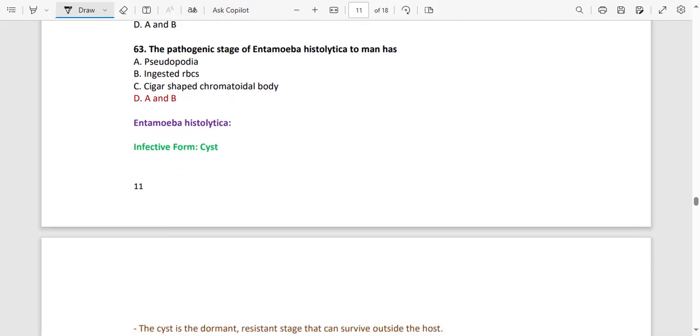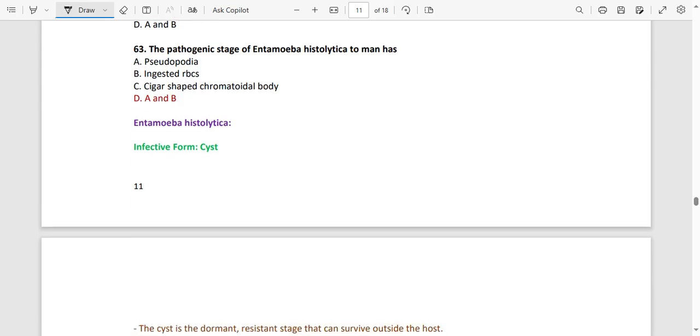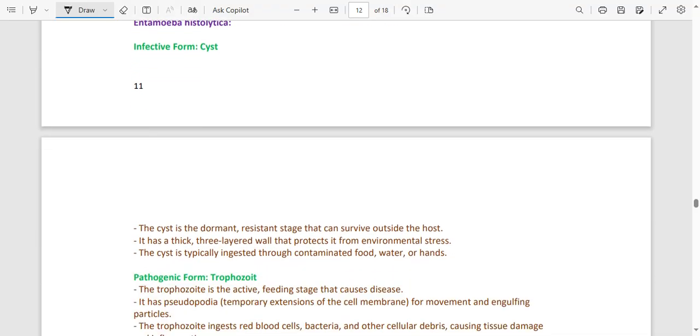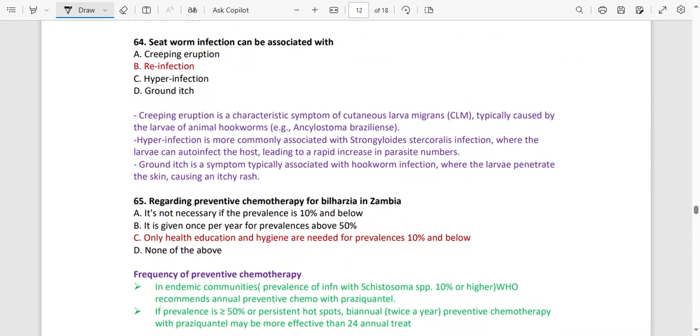The pathogenic stage of Entamoeba histolytica. So this is what you need to differentiate. That was the infective phase. The pathogenic phase is actually the trophozoite. So you have got the pseudopodia, you have got ingested red blood cells. So A and B are correct. So take note, infective form is a cyst. Pathogenic form is a trophozoite. Seatworm infection can be associated with. What is the other name for seatworm?